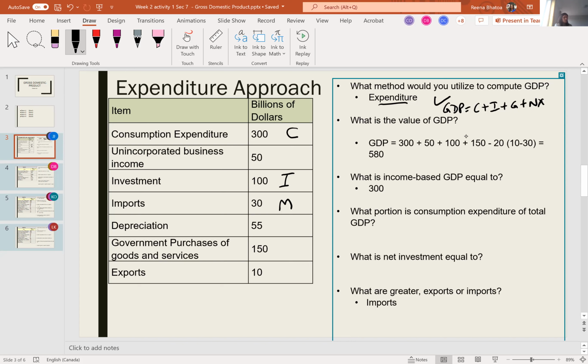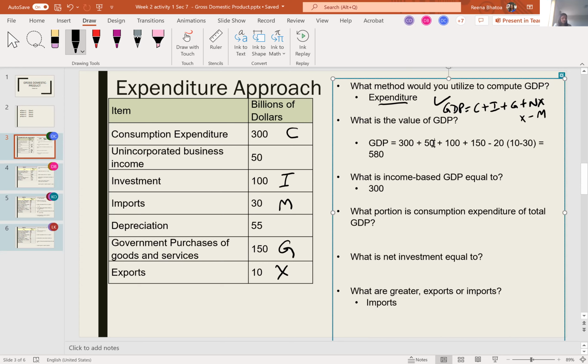Then government purchase of goods and services, G, that is our government expenditure. We will use it. And then exports. Yes, exports we will use to calculate net exports. Because exports and imports are given separately, we will use the method that says exports minus imports, right? So we have C, I 100, G 150, X 30, 10, and M 30.